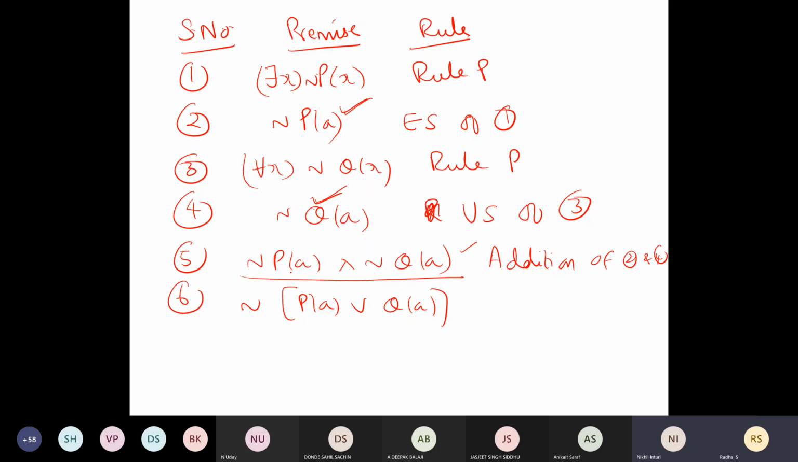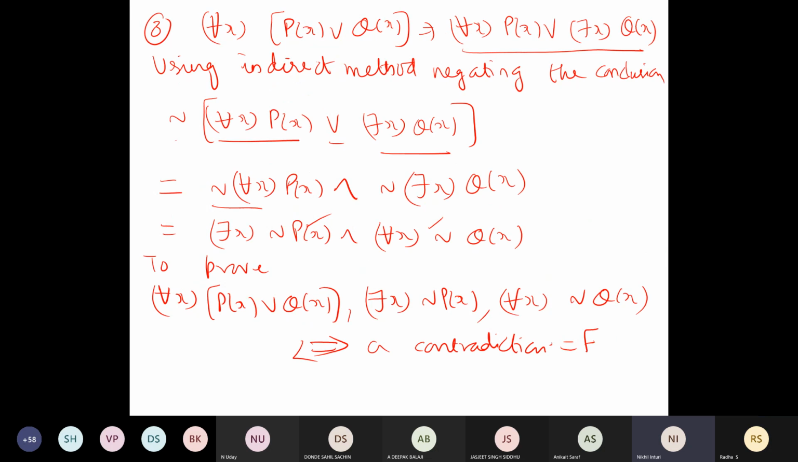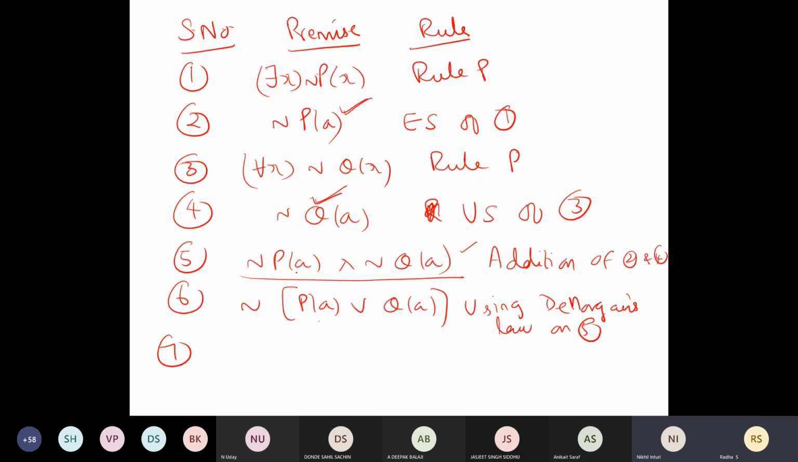Then I'm using De Morgan's law. This is A dash intersection B dash, which is A union B the whole dash. That's what I'm writing here. Yes, ma'am, understood. Using De Morgan's law on 5. Now you still have one more premise that has to be introduced, right? What is that left over? For all x P of x or Q of x, that you have to introduce. Rule P.